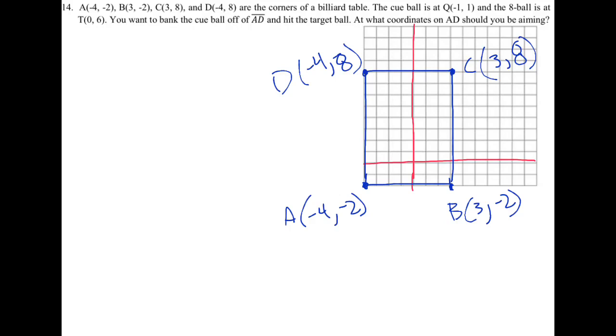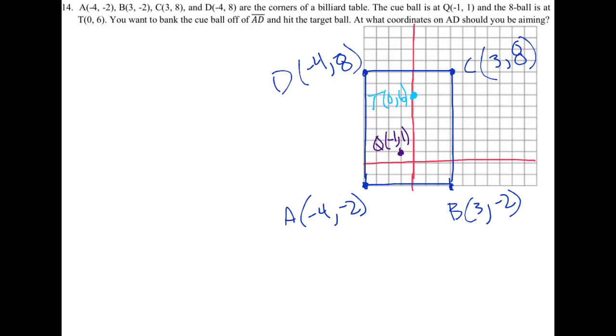So now let's go ahead and mark the cue ball, which is at -1, 1. So right there, that's Q, -1, 1, like that. And then finally the target ball is at 0, 6. And so let's go up 6, which is right there. And that is the T, 0, 6, just like that.